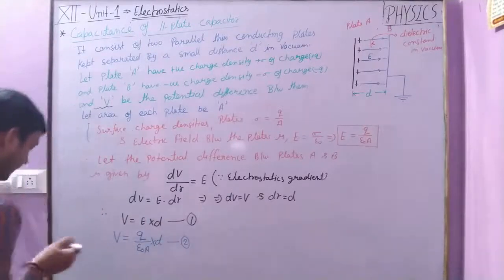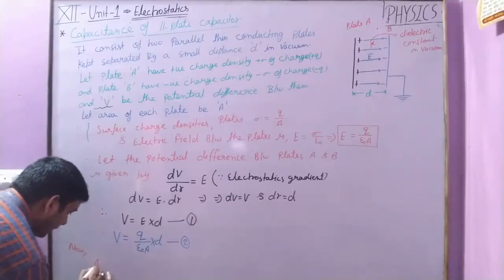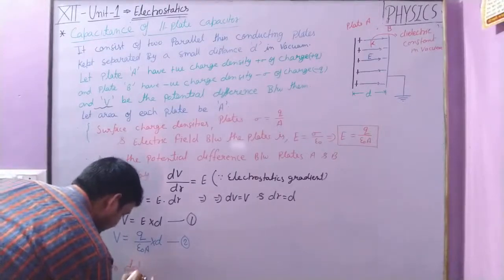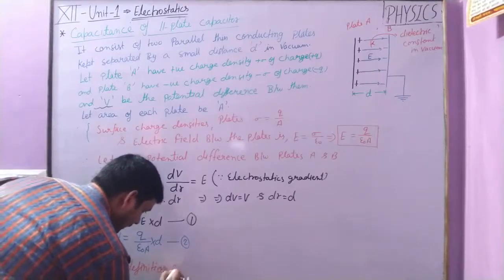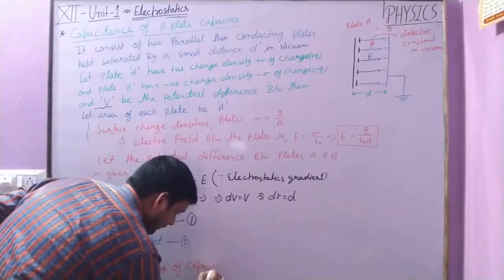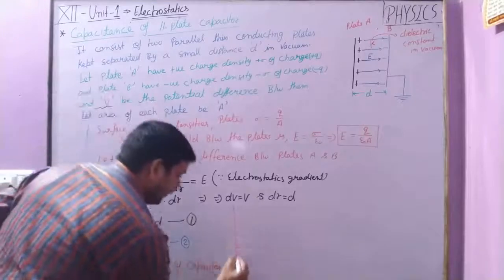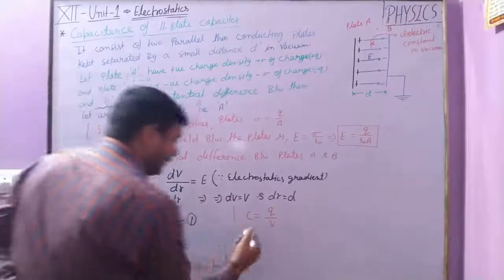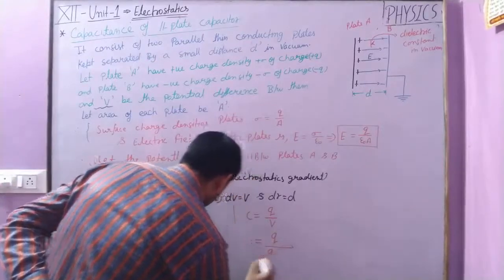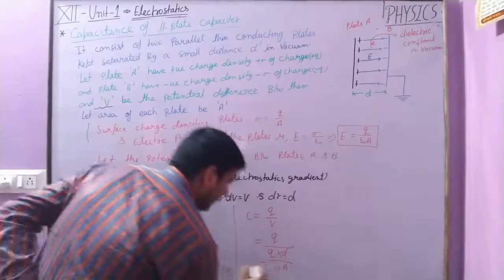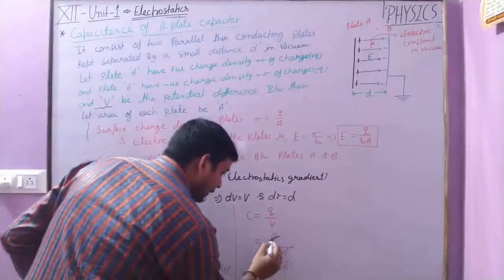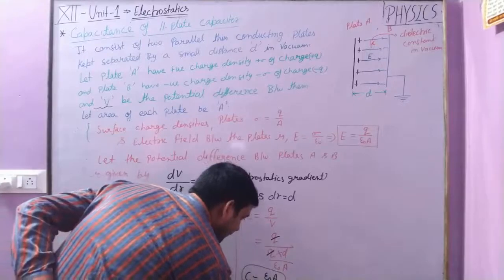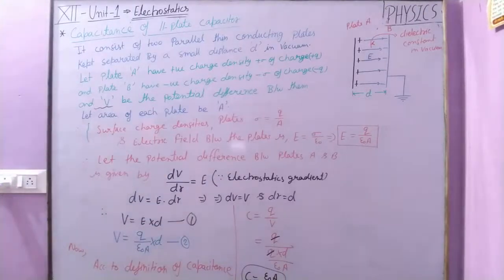Now according to the definition of capacitance, C is given by Q upon V. Now by putting the value of V here, we get Q upon Q into D upon epsilon naught A. Here you will see that Q is cancelled and the result for C is epsilon naught A upon D. This is the required expression for capacitance of a parallel plate capacitor.